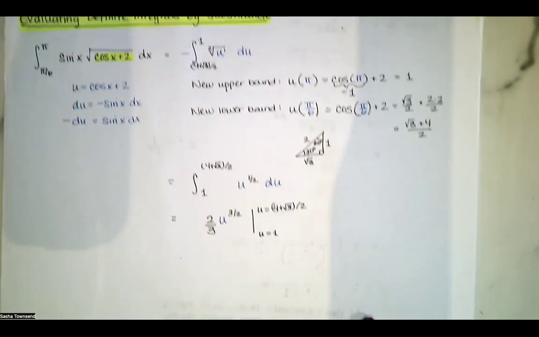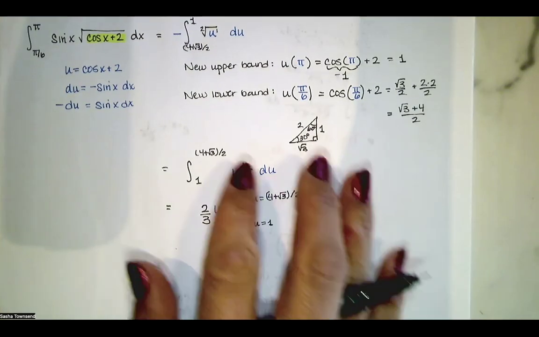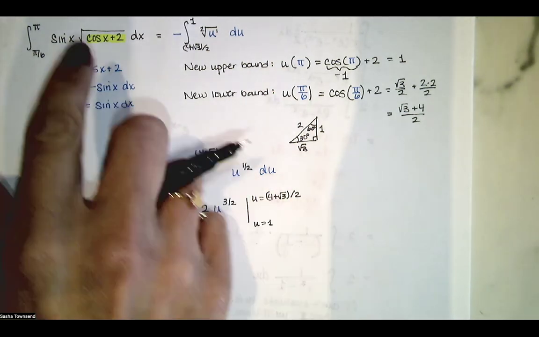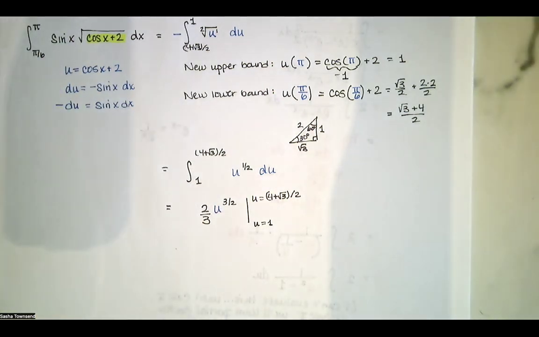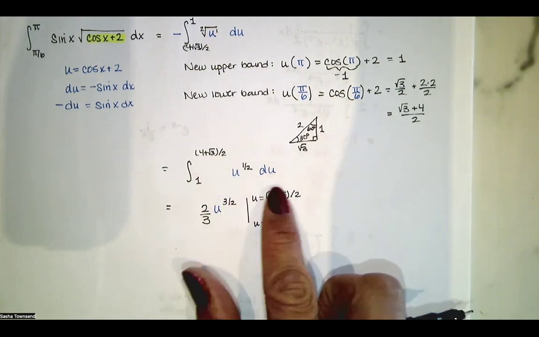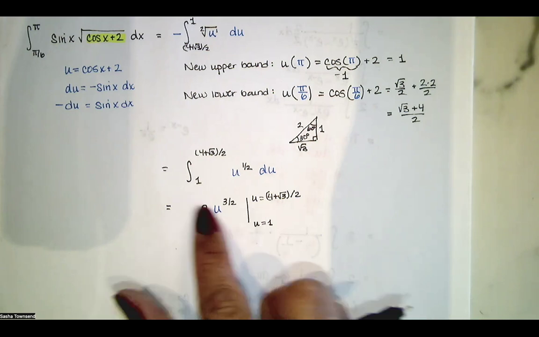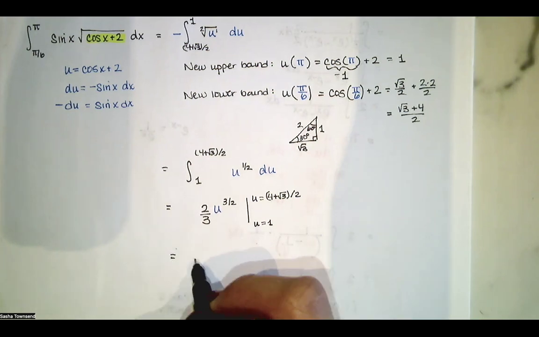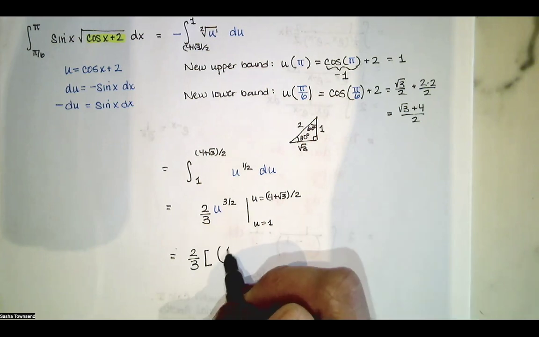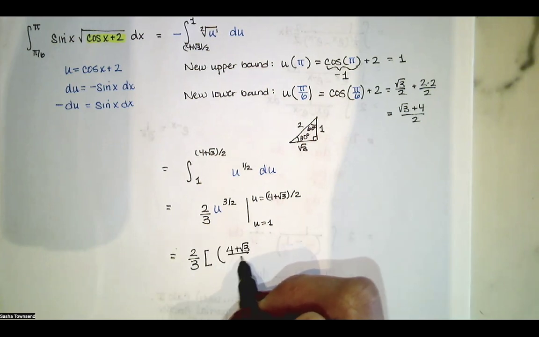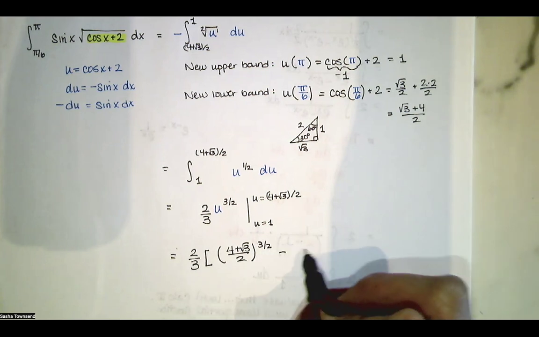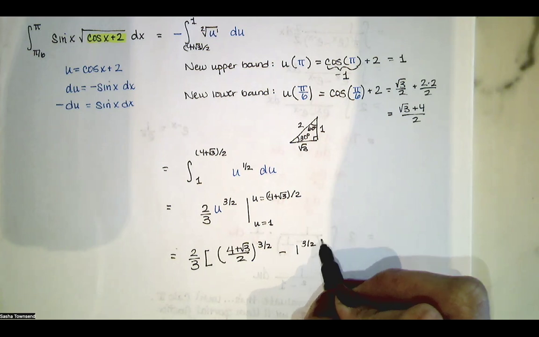Now, some students really want to back substitute. They want to write this in terms of x and then substitute the original bounds. But we don't do that since we've already written the integral entirely in terms of u. We'll just substitute the upper bound for u, substitute the lower bound for u, and subtract. And this is what we'll get. I'll factor out the 2/3. That's 2/3 times 4 plus the square root of 3 divided by 2 raised to the 3/2 minus 1 raised to the 3/2.